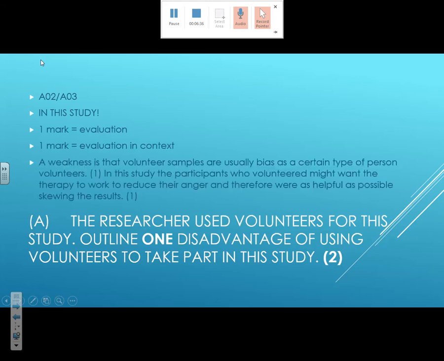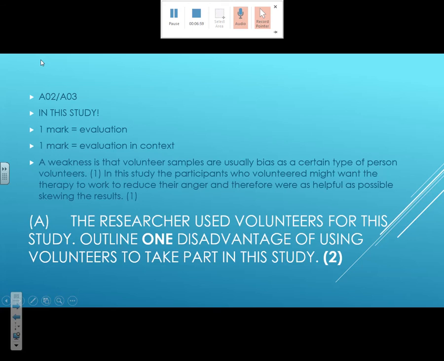So in the example I've given here, a weakness is that volunteer samples are usually biased as a certain type of person volunteers. That's 1 mark for evaluation. In this study, the participants who volunteered might want the therapy to work to reduce their anger and therefore were as helpful as possible, skewing the results. Because they're interested and passionate about it, you'll find them more helpful.